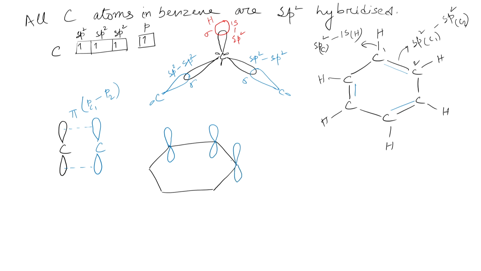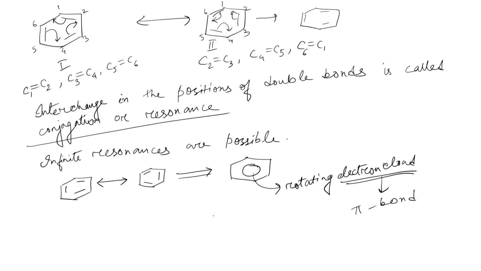Each carbon has a p orbital, which are parallel to each other. So, pi bonds are formed like this. Here the pi bonds were formed between, if we do some numbering, 1, 2, 3, 4, 5, 6. So, it is between C1, C2, C3, C4, C5, C6. This was our structure 1.